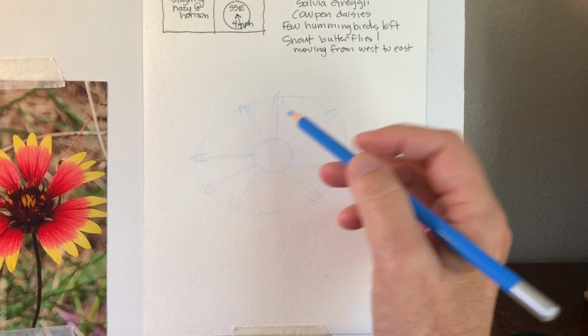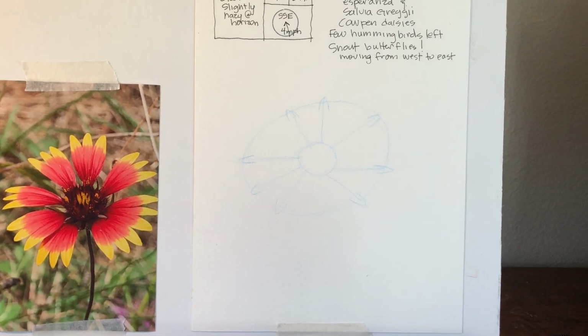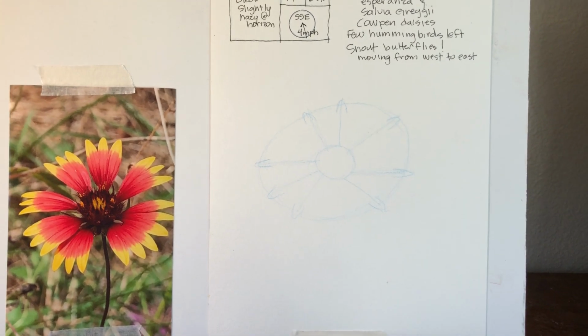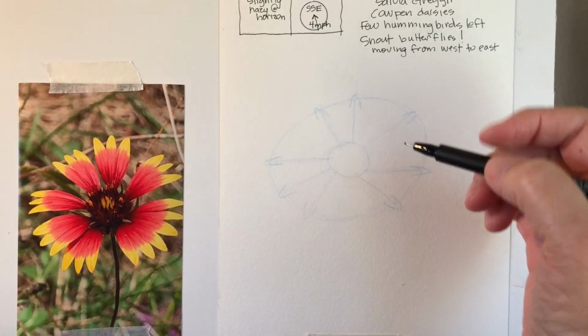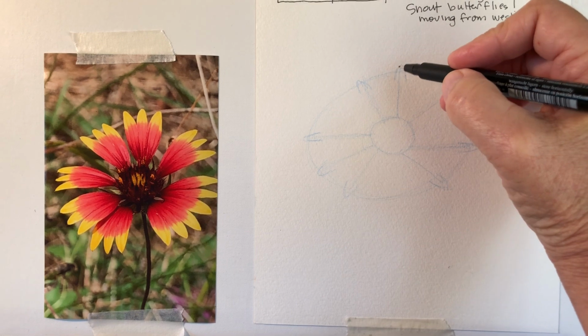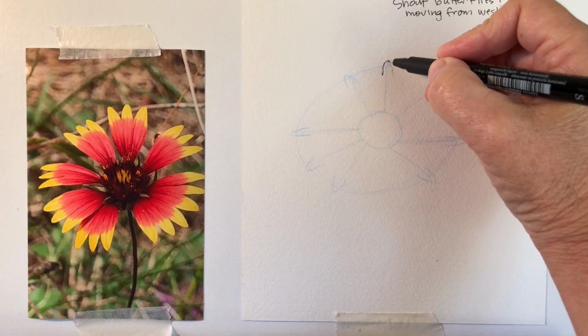So I've got the tips of all those. And because we're doing a quick demo, with your first one, you may want to draw it all out in pencil first. I'm not going to do that because, after all, this is a sketch. This is not a precise botanical illustration that I might spend a month working on. So I'm going to go ahead and sketch those out.